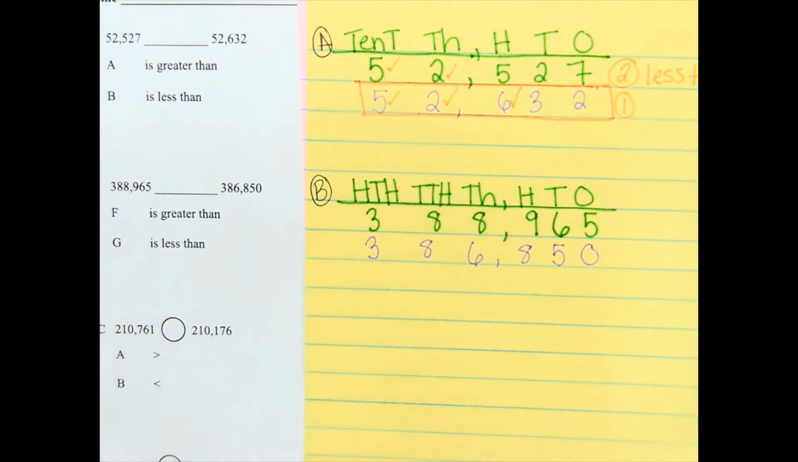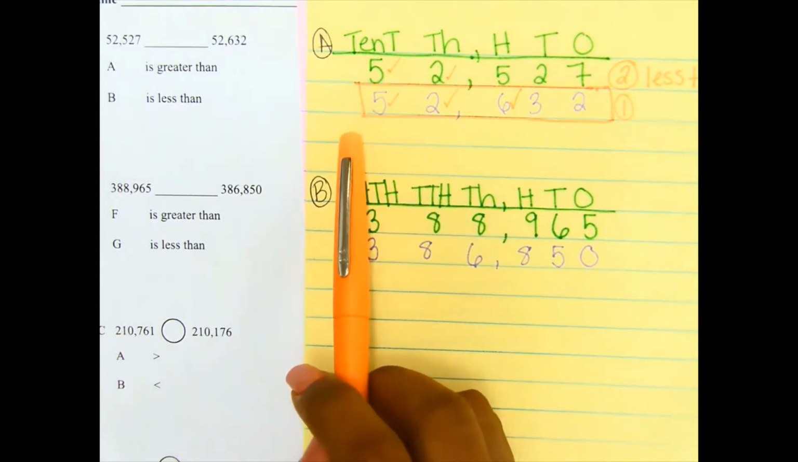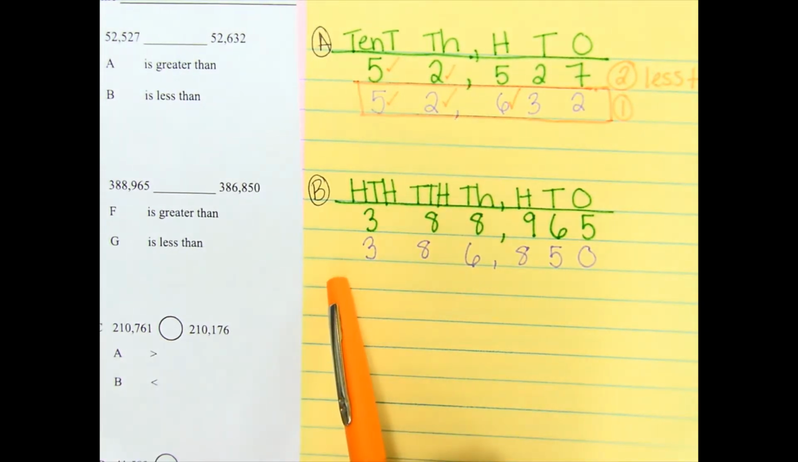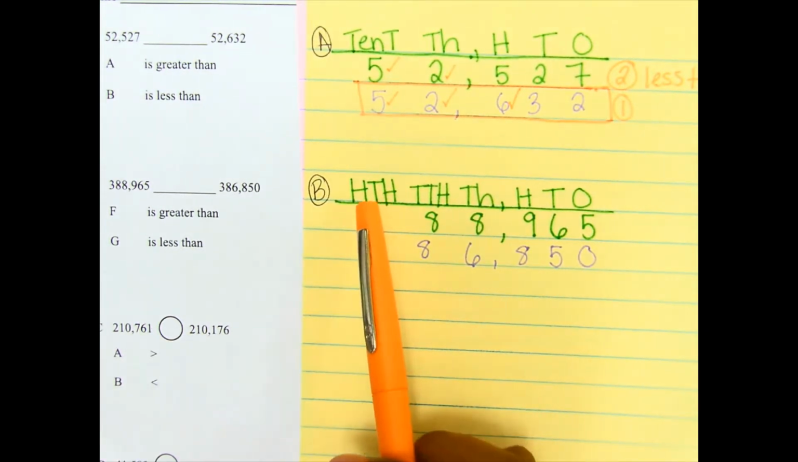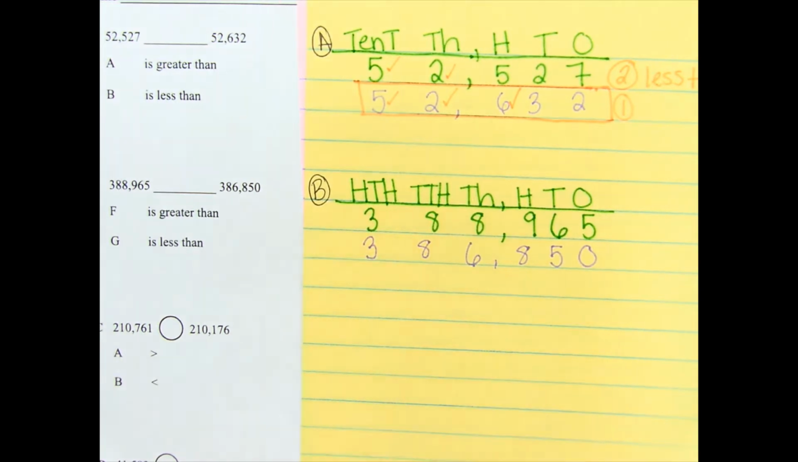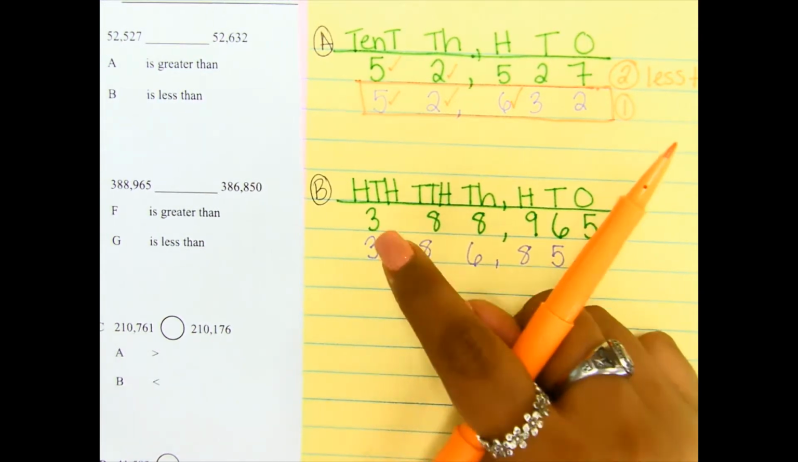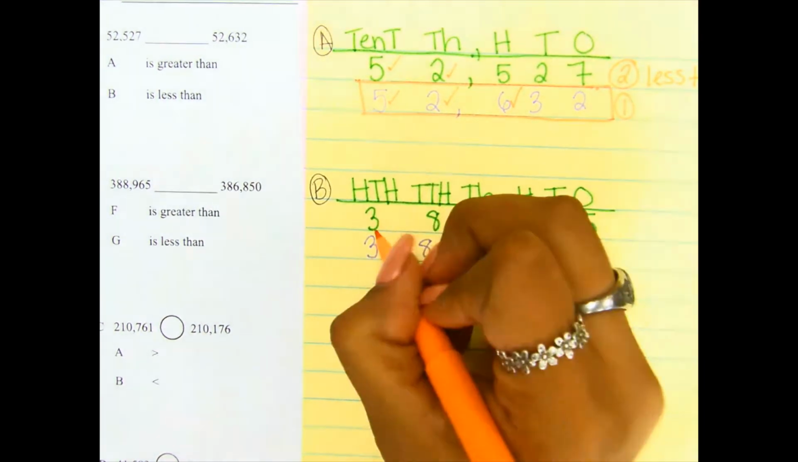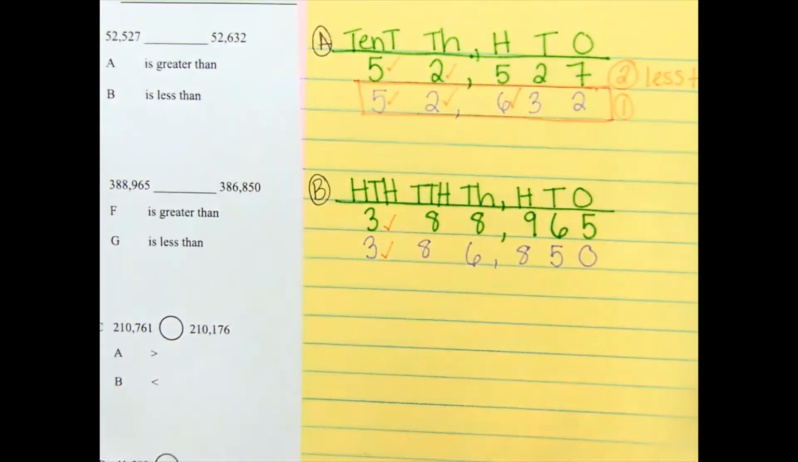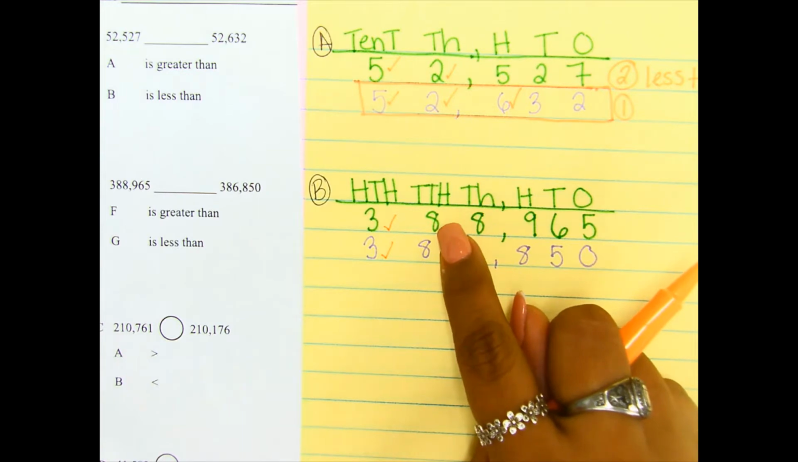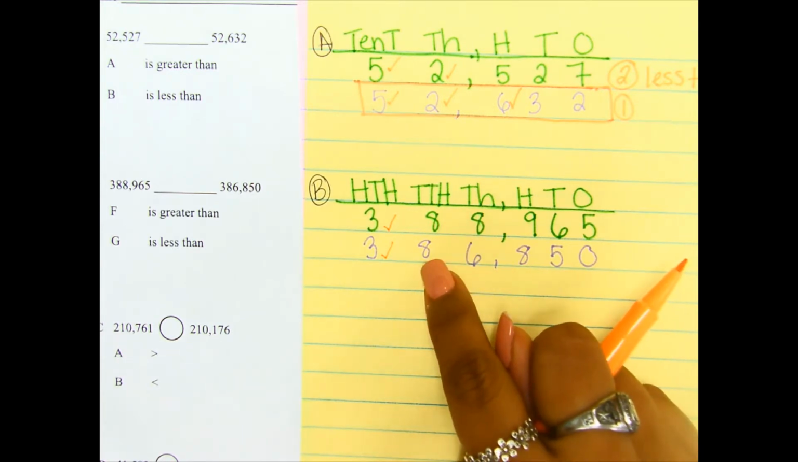So for number 1, we said that my highest place value was 10,000. Now, for this one, my highest will be my 100,000s. So now let's start with our 100,000s. I have a 3 in my 100,000s for my first number, and I also have a 3 for my second, so these are the same. I have an 8 in my 10,000s for my first number, and then an 8 on my second. These are the same.